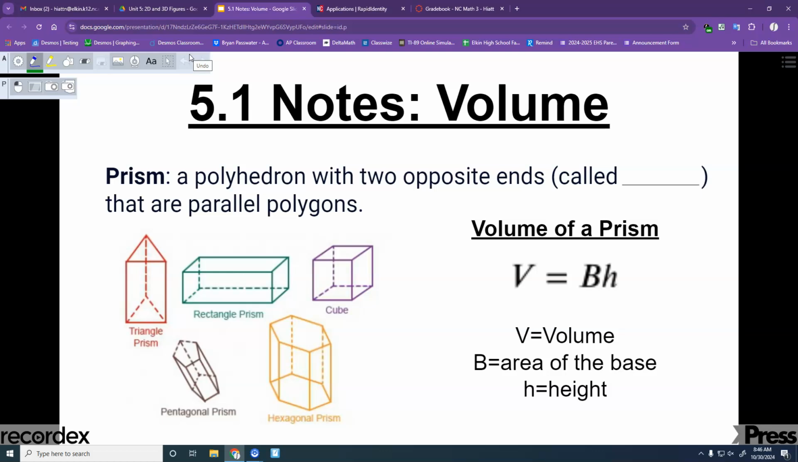Okay, so volume. The first type of volume we're going to look at is for prisms. Prisms are a polyhedron with two opposite ends called bases that are parallel polygons.